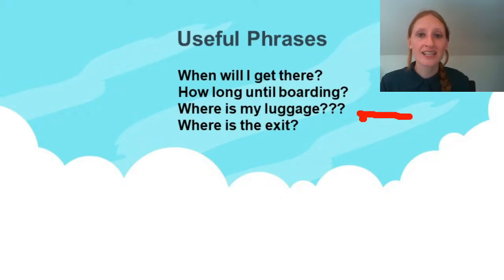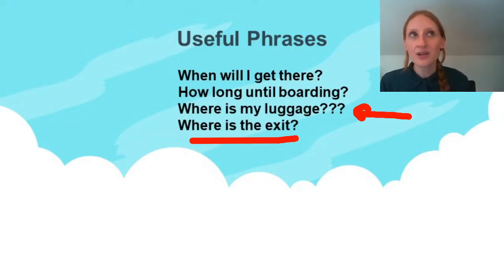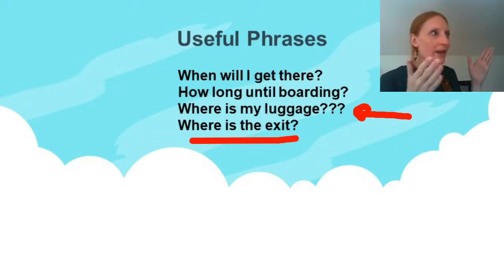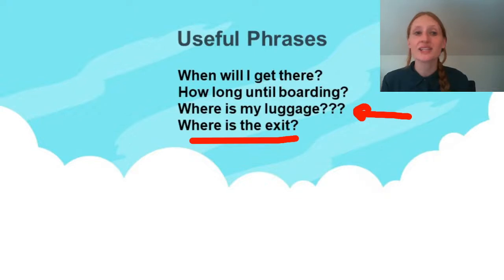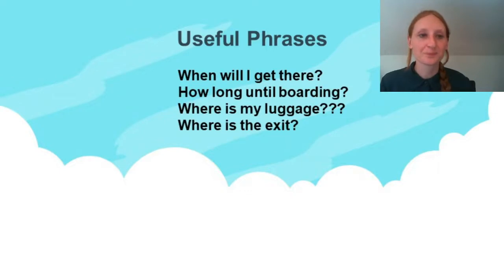Another important one is, where is my luggage? Where is my suitcase? Where is my backpack? So if you've lost it and you don't know where it is, you can use this vocabulary. Where is the exit? Sometimes airports are not very clearly marked, and I've seen some people struggling trying to figure out where to go. So always ask. It's always better to ask. You can say, where is the exit? How do I leave? How do I get out? Things like that.